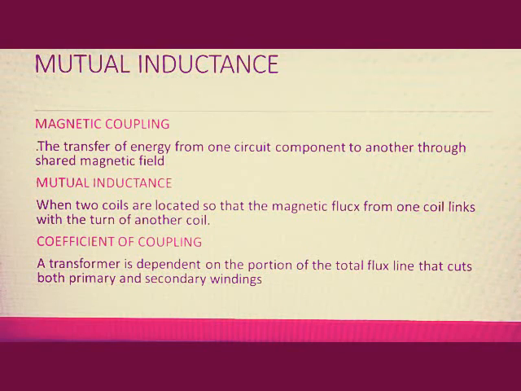The coefficient of coupling of a transformer depends on the portion of the total flux lines that cuts the primary and secondary winding. Ideally, all the flux lines generated by the primary should cut the secondary, and all the lines of flux generated by the secondary should cut the primary. The coefficient of coupling would then be 1, and maximum energy would be transferred from the primary to the secondary.